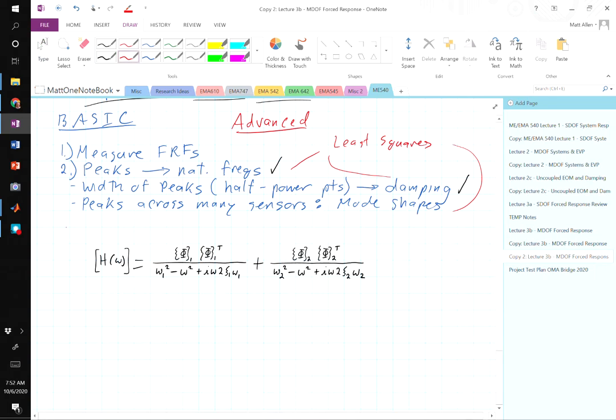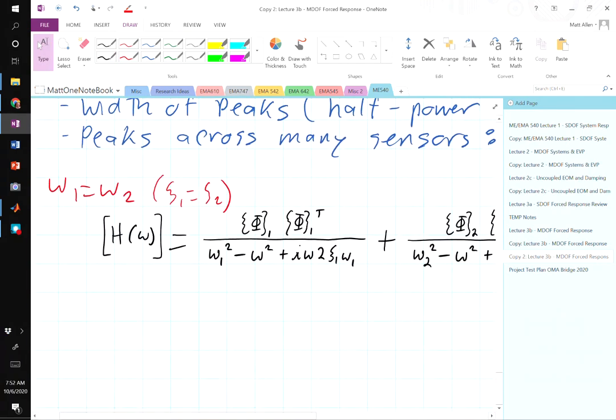Let's say that omega 1 was equal to omega 2. We had equal natural frequencies, right? If we did, then basically these two denominators are the same. I guess we would also need zeta 1 to be equal to zeta 2 technically for this to work. But those two denominators are the same.